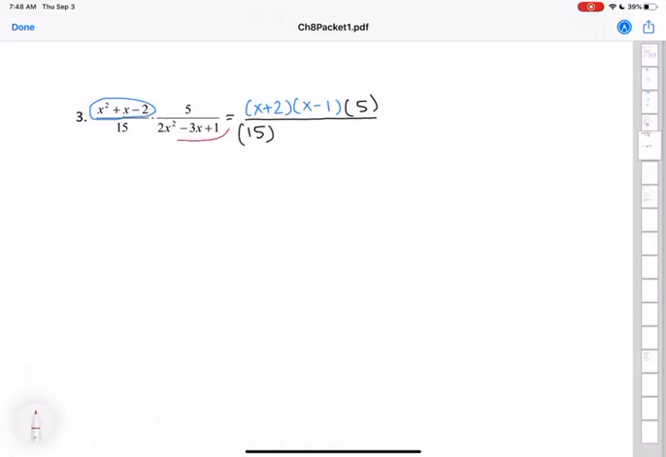Two x squared minus 3x plus 1. Leading coefficient is greater than 1, so that means I have to go the long way and break apart the middle term. I like to do side work just to keep it looking nice. So that means we're going to break apart that middle term.